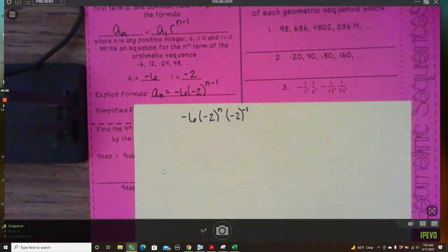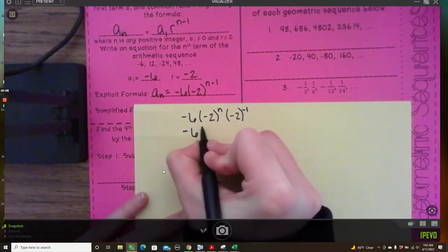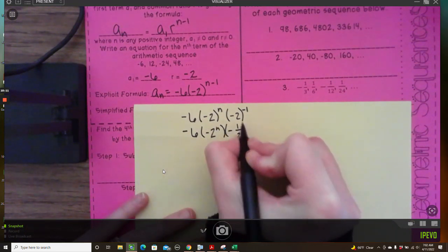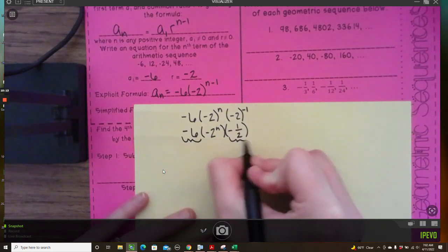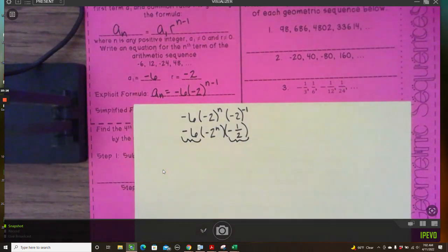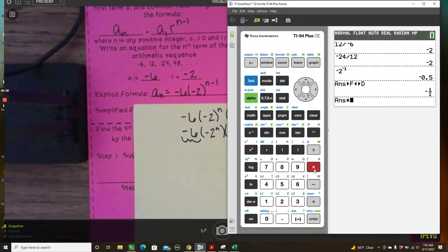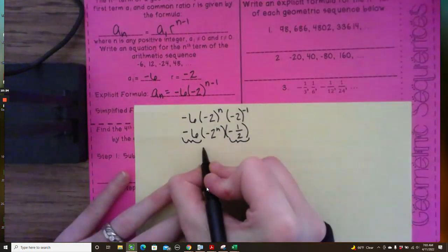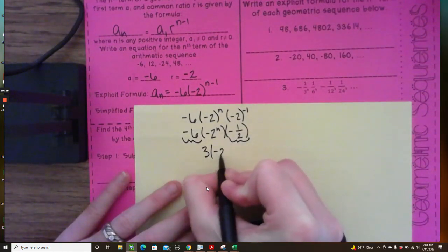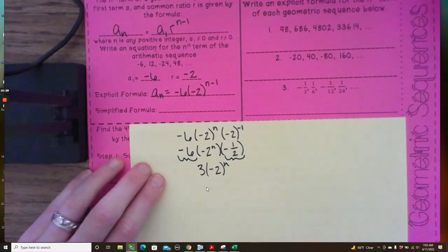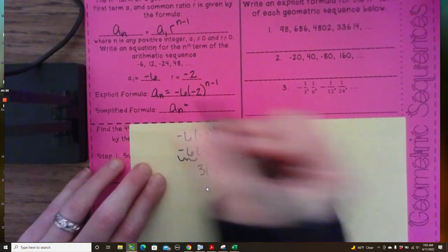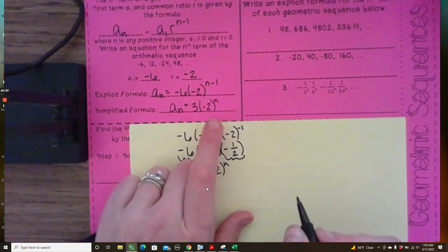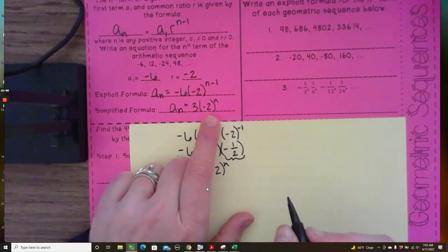It flips it. So what I have now is negative 6 times negative 2 to the n, and then this is now negative 1/2. These are like terms, and I can multiply these out. Negative 6 times a negative 1/2 gives me a positive 3. So what I have is 3 times negative 2 to the nth power. So a of n equals 3 times negative 2 to the nth power. And that should look really familiar to you. That is an exponential function.